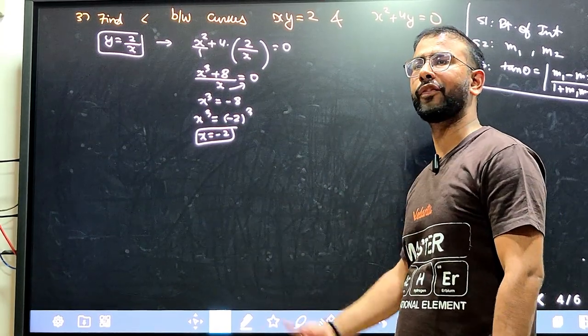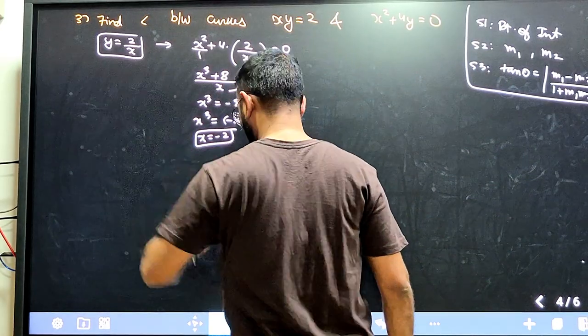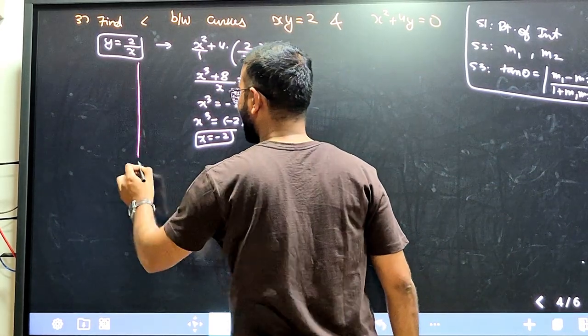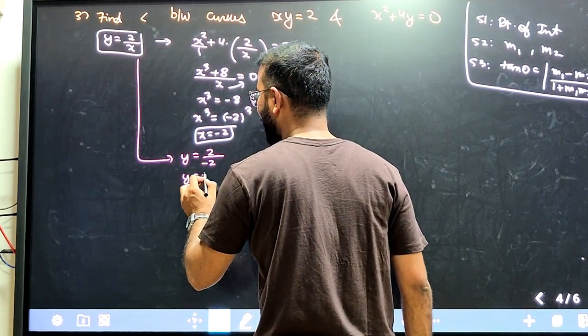Now we'll get the value of Y. From where to get Y? Substitute in which equation? First equation. Very good. So let's substitute it here. What we'll get here is Y is coming out to be 2 by X, minus 2. Y is coming out to be minus 1.